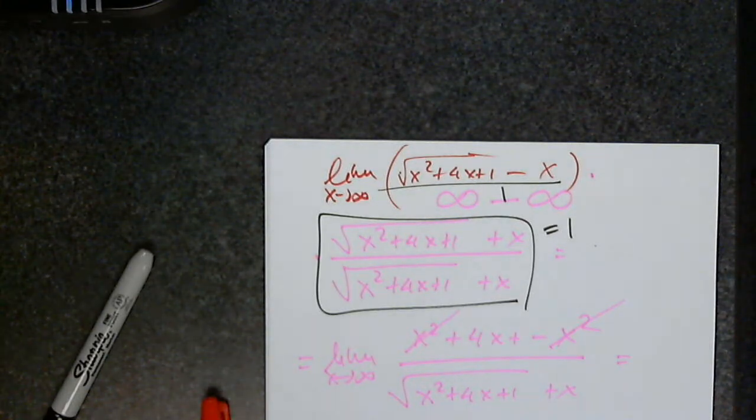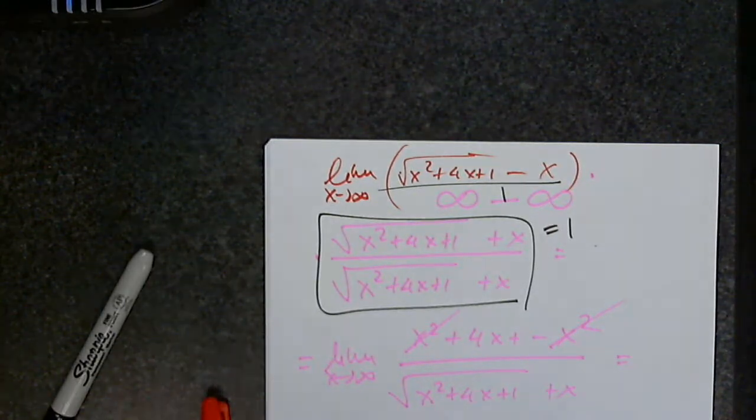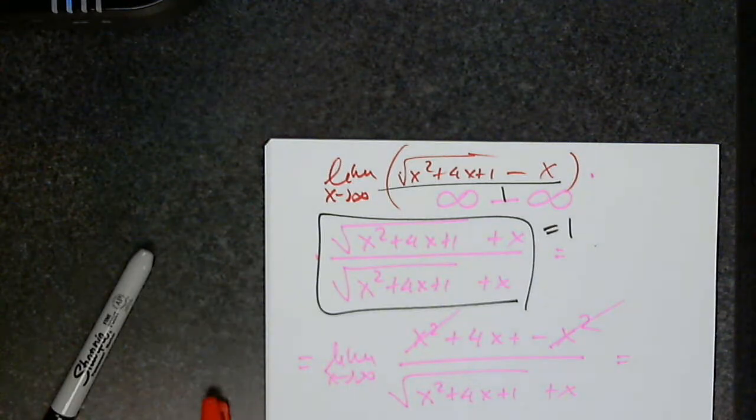I'm multiplying the numerator and the denominator by the same quantity. I'm multiplying the top by 5 and the bottom by 5. I'm allowed to do that because that is 1, and I'm not changing the expression. But if I multiply the top by 5 and don't multiply the bottom by 5, then I change the whole thing.